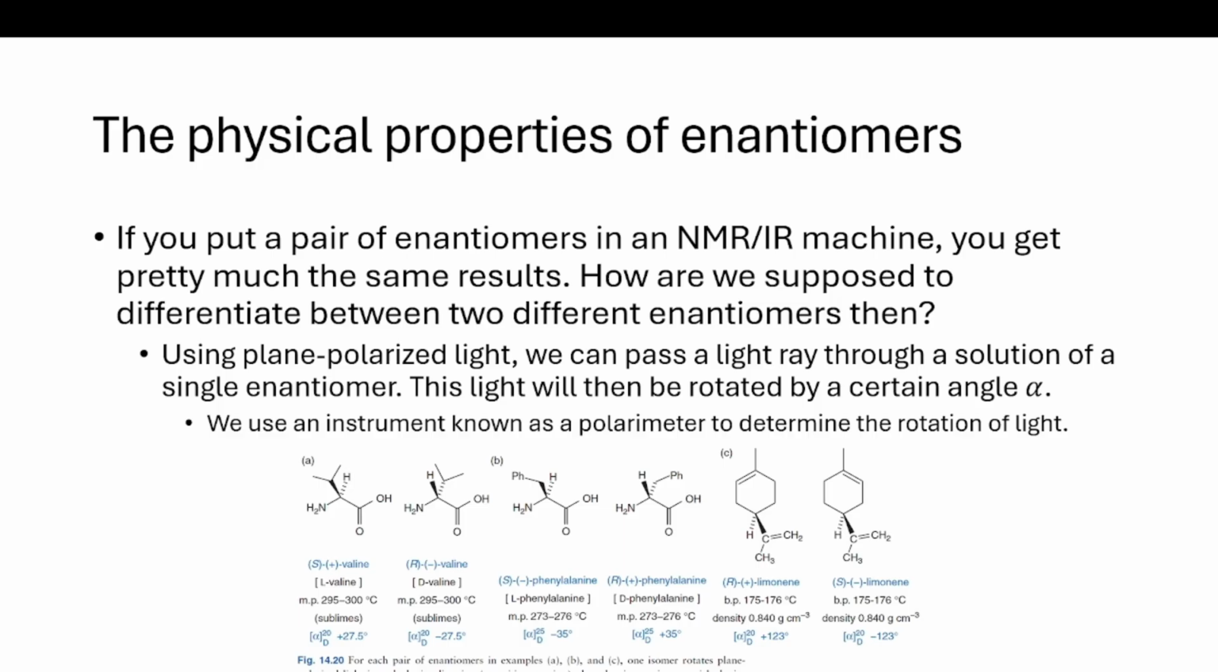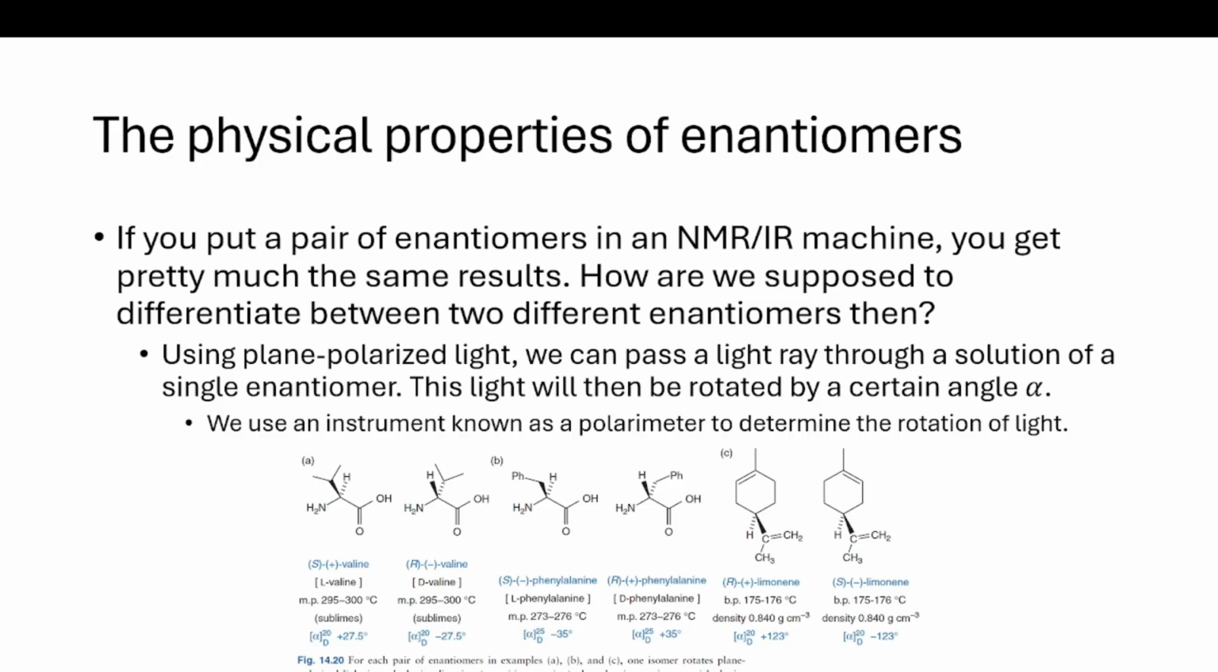So, imagine that we put one enantiomer in an NMR or IR machine, we get our spectra, and we put another enantiomer in these machines, and we also get spectra, right? Now, we pretty much get the same results. But if we get the same results, how exactly are we supposed to differentiate between these two enantiomers?